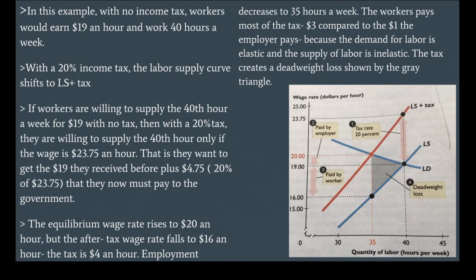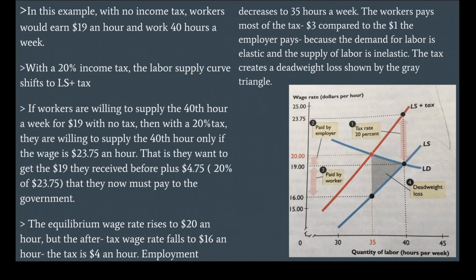In this example, with no income tax, workers would earn $19 an hour and work 40 hours a week. With a 20% income tax, the labor supply curve shifts to LS plus tax. If workers are willing to supply the 40th hour for $19 with no tax, then with a 20% tax, they're willing to supply the 40th hour only if the wage is $23.75 an hour.